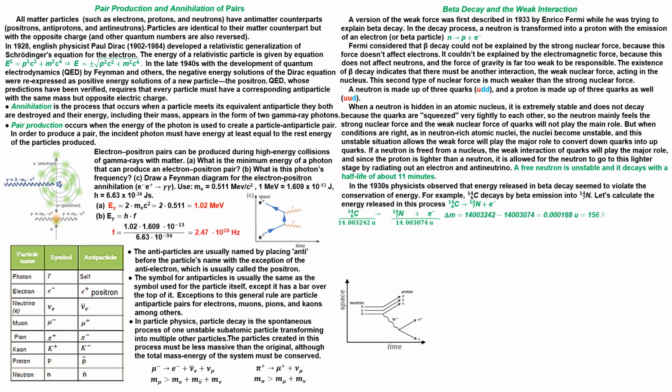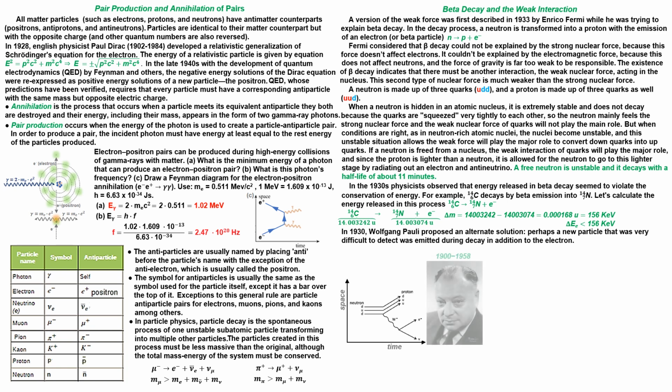We would expect the emitted electron to have a kinetic energy of 156 kilo-electron-volts, but the vast majority of emitted electrons have somewhat less energy. In 1930, Wolfgang Pauli proposed an alternate solution. Perhaps a new particle that was very difficult to detect was emitted during decay in addition to the electron. This new particle could be carrying off the energy, momentum and angular momentum required to maintain the conservation laws.